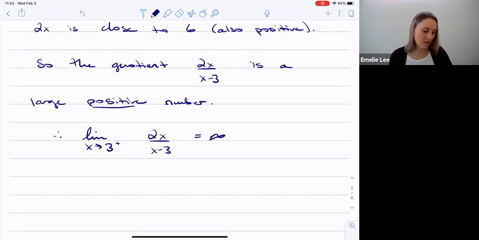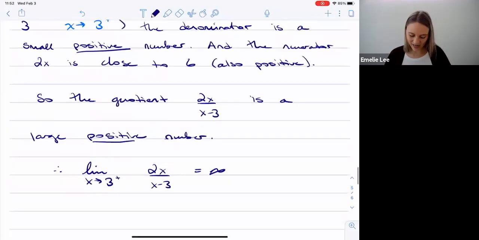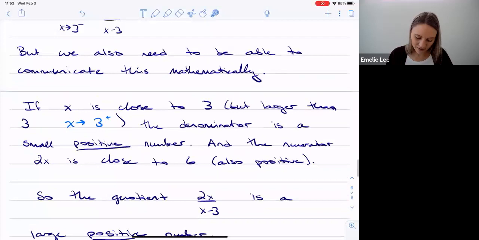Okay. So like I said, I kind of caught myself here. We also need to be able to communicate this mathematically. We're not really doing anything mathematically, but we're justifying it mathematically. We're talking about how x behaves close to 3 but not at 3 from the right, and we can do the same thing from the left.